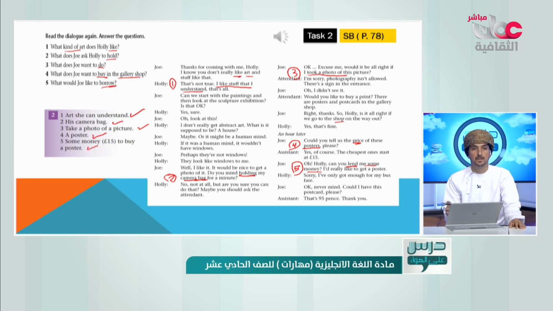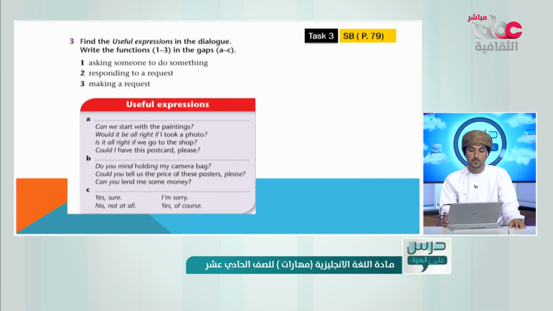Well done, students. Let us now move to the next task, which is task number 3, page number 71. Okay, open your page. Number 3, find the useful expression in the dialogue. Write the function 1 to 3. We have got here 3 functions, and we have got gaps A to C. We need to complete or to fill them. But before this, we need to find some useful expression in the dialogue related to the 3 functions. We have asking someone to do something, responding, and making a request.